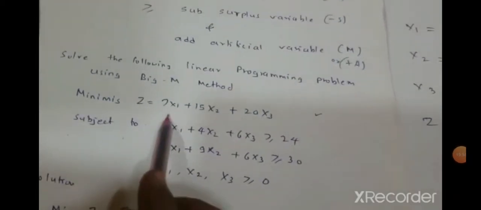X3 is there, X2 is there, but X1 is not there, which means X1 is 0. Put 0 in front of X1. So the X1 value is 0, the X3 value is 16 by 5 and the X2 value is 6 by 5. Okay, these are the values you will get from this equation. So this is the final solution. In this way you can solve this problem.